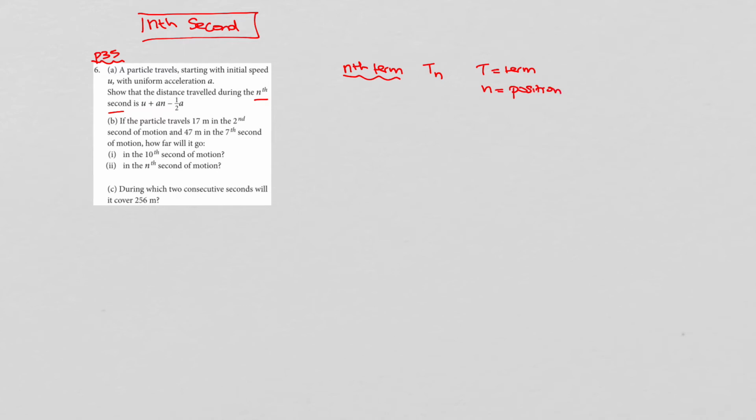So in this one here we're told a particle is travelling with an initial speed of u and a uniform acceleration of a, and we have to show that the distance travelled during the nth second is given by u plus an minus a half a.